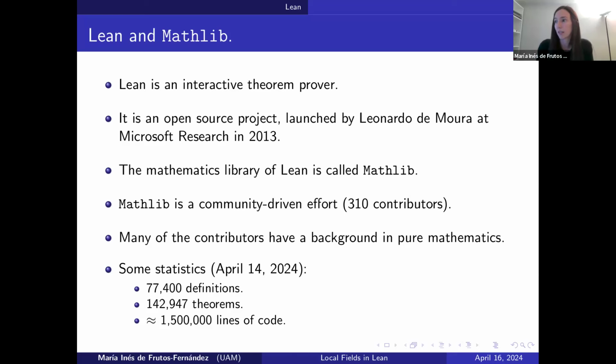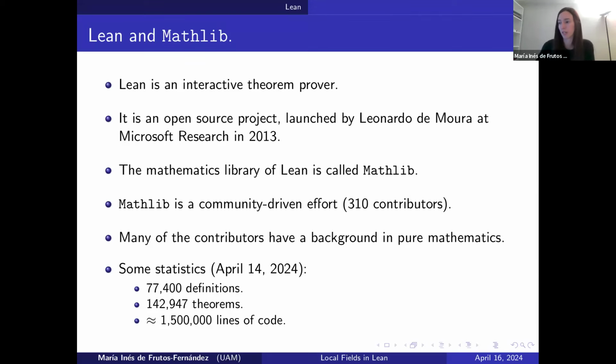Okay, so starting with the first part, Lean, the system that I'm going to be using today, is an interactive theorem prover developed by Leonardo de Moura at Microsoft Research since 2013. And it has a quite big, unified mathematical library called Mathlib, which is created by the community. There are around 300 contributors to Mathlib, many of whom are mathematicians.